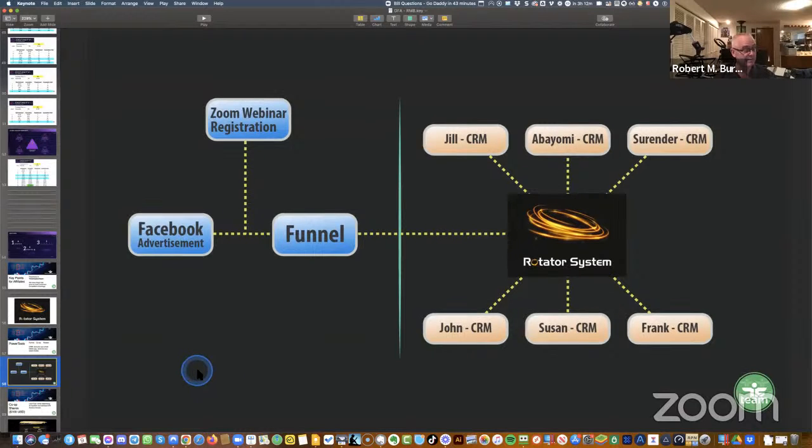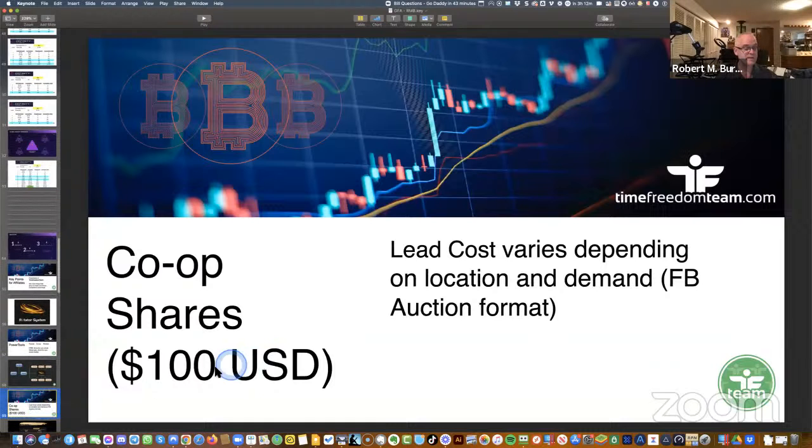Wow. I like that word, ballistic. You know, crazy cool growth. How much is it to participate? It's $100 per co-op share. You will get sometimes 100 leads, sometimes less than 100, sometimes more. Facebook is an auction format, so it's just a function of what they're charging on any given day. But the leads are generally under $1, okay?